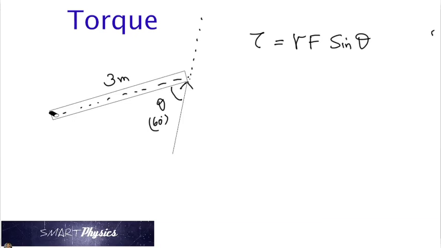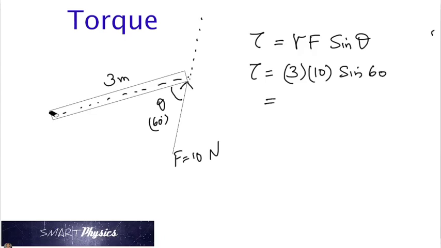So if I give you the force as 10 newtons, you should be able to calculate the torque. In this case, it's 3 times 10 times sine of 60. Can somebody tell me what you get for that? 25.9. And what's the unit of torque? Meter Newton. R F: R is in meters, F is in newtons. So meter Newton.